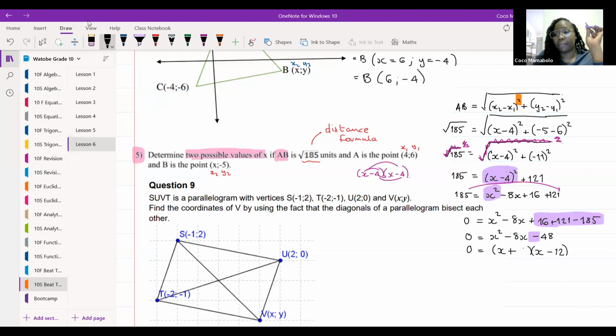Well done. Right. Good. And now that I've got my two brackets, I can then say x plus 4 is equal to 0, or x minus 12 is equal to 0. Therefore, x is equal to negative 4, or x is equal to 12.